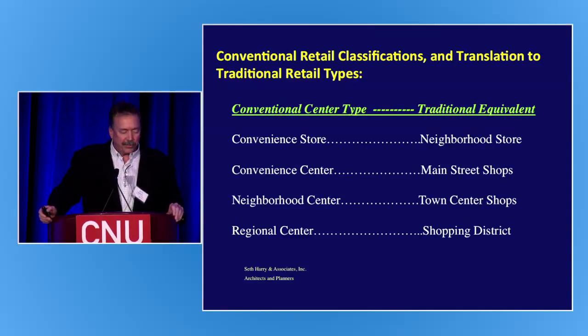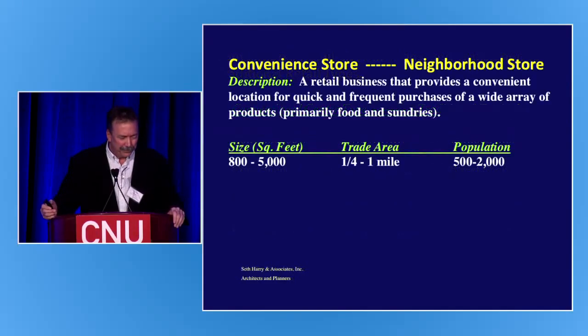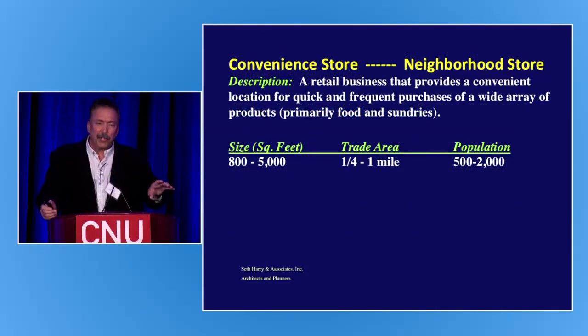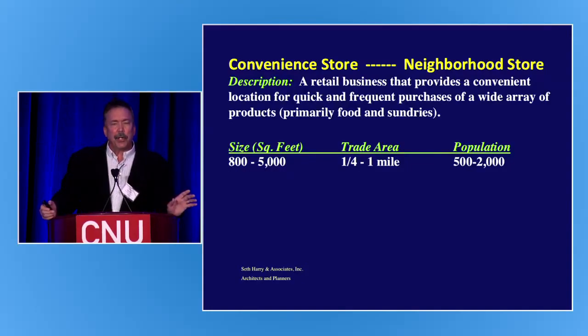Neighborhood center would be town center shops, and a regional center would be a downtown shopping district. These are the numbers which, by the way, if you Google the smart code and go to the smart code website, there's a module in there on sustainable commerce which has all of these numbers. So if you don't feel like taking these notes, you can get that information there.